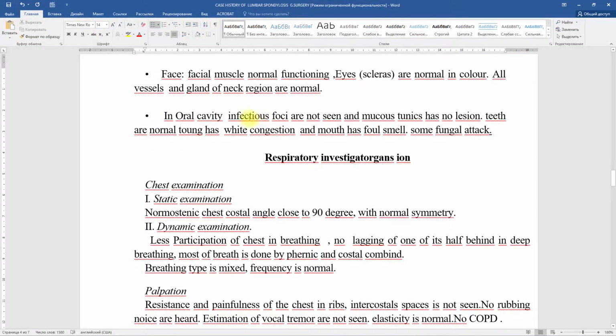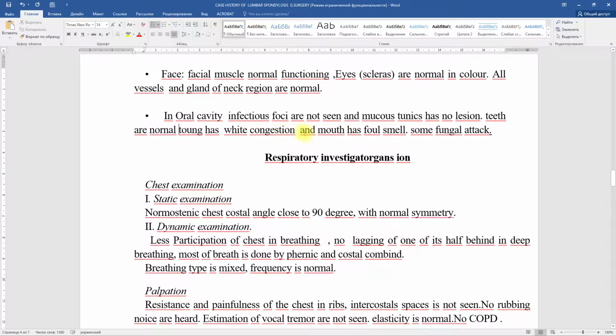Infectious foci are not seen. This is a good sentence. Mucous tunic has no lesions. It means that during investigation you don't see any signs of visible pathology of the mucous tunic of the oral cavity. This is a good sentence.